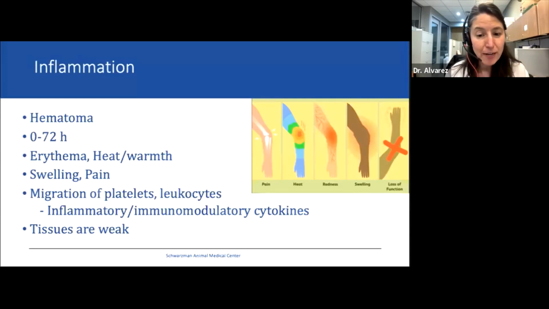This is a time where we have migration of a lot of cells into the area that help clean up the dead tissue and potentially if it's contaminated, and realize that the tissues are very weak. So it is important from a rehab perspective to immobilize the limb or the area that has been injured in order to allow for successful healing.